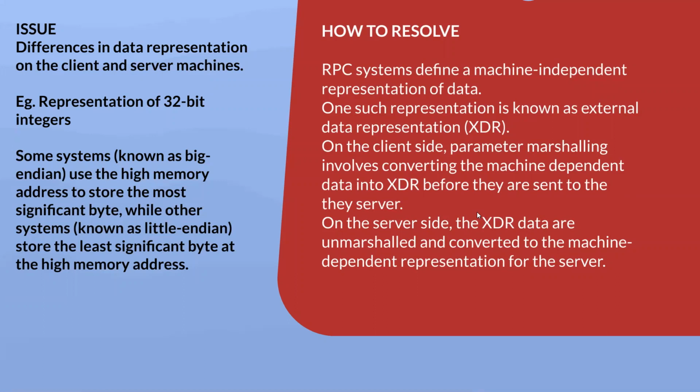RPC systems define a machine-independent representation of data. One such representation is known as external data representation, XDR. On the client side, the parameter marshalling involves converting the machine-dependent data into XDR before they are sent to the server. On the server side, the XDR data are unmarshaled and converted to the machine-dependent representation for the server. This is how we resolve it. We use the XDR representation, which is machine independent.